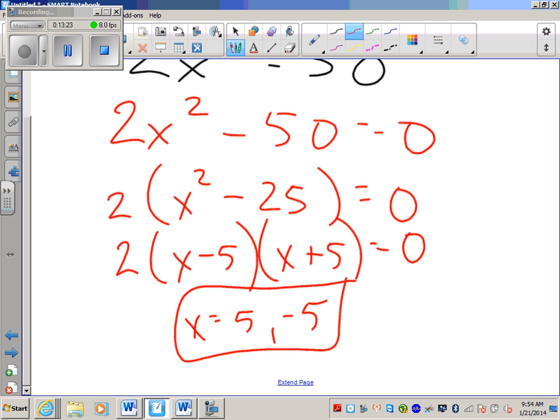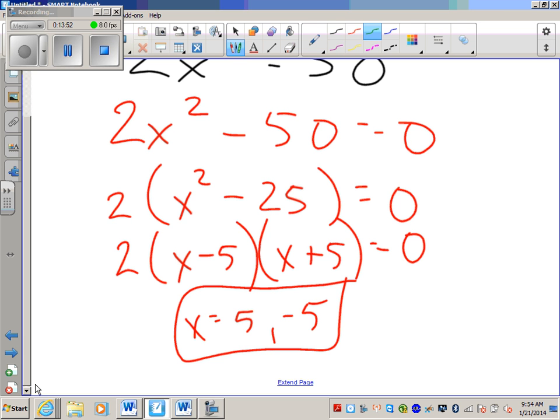Yes? I didn't think it was right because 2 times a negative 25, wouldn't that equal positive 50? 2 times a negative 25. No. Oh, yeah. Positive times a negative. I was thinking of square. Okay. Can you check it?